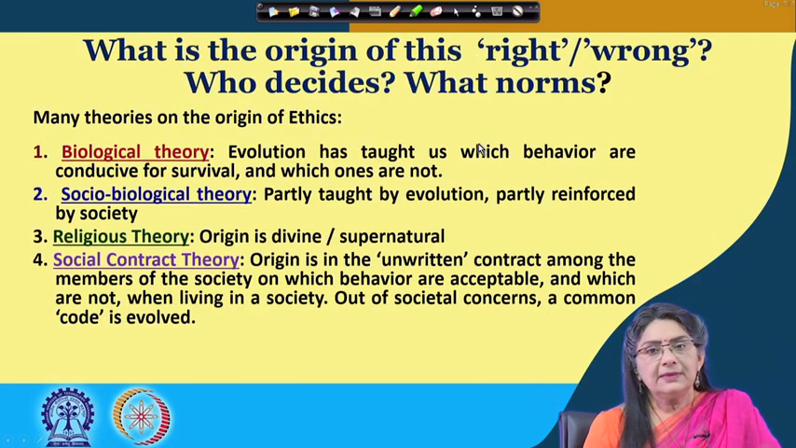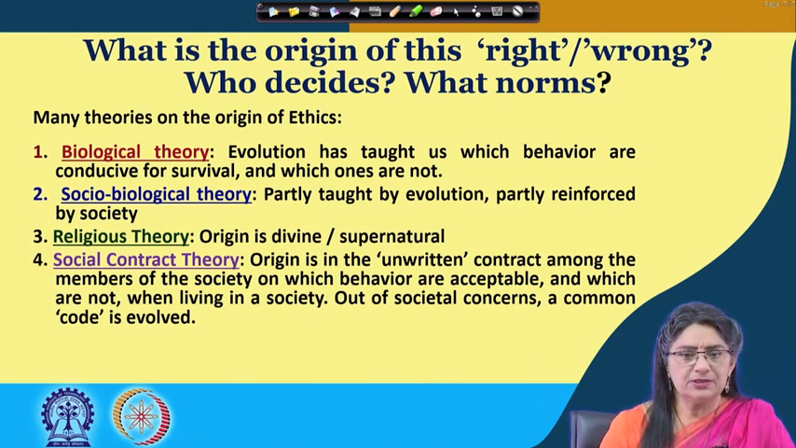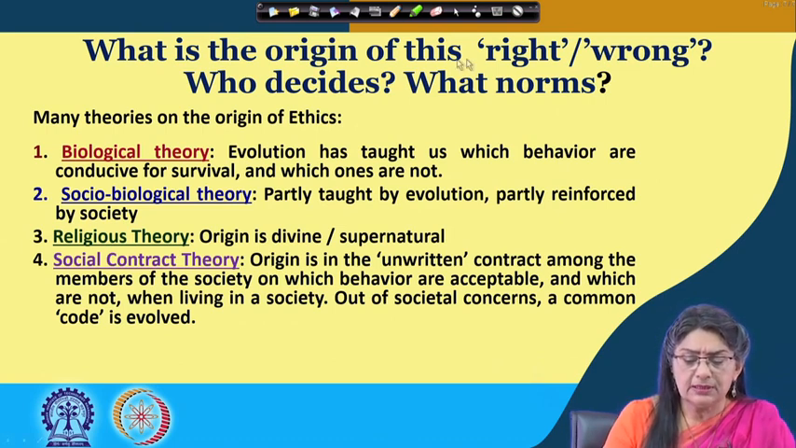Now, it may be at the back of your mind, so I am going to anticipate this question. Some of you may already be thinking, you have said it's about right and wrong, but what is the origin of this? Where do these right and wrong come from, and who decides, and what are these norms that we are talking about? Where do they come from?